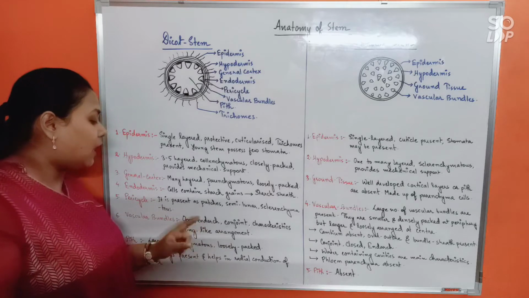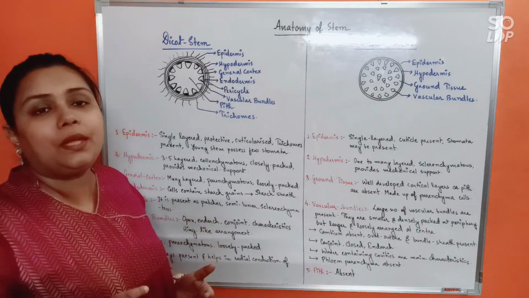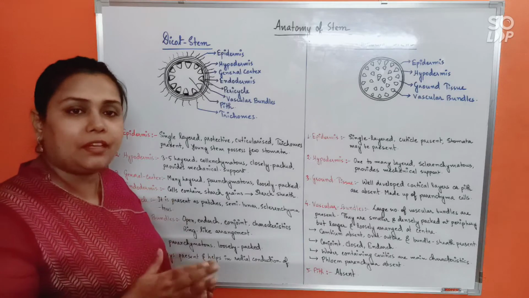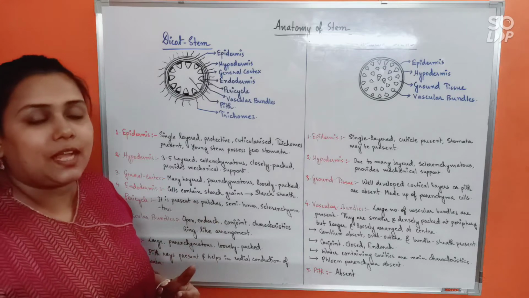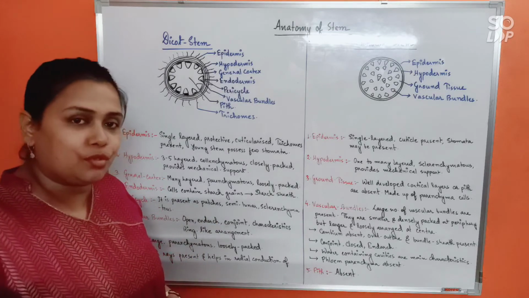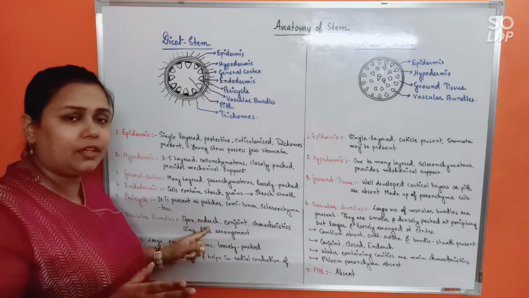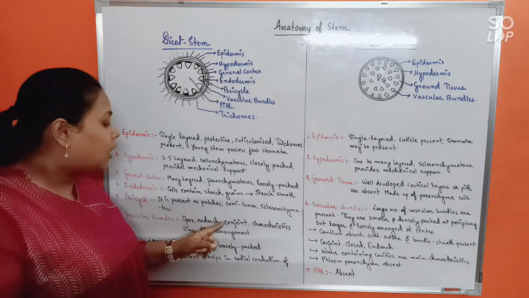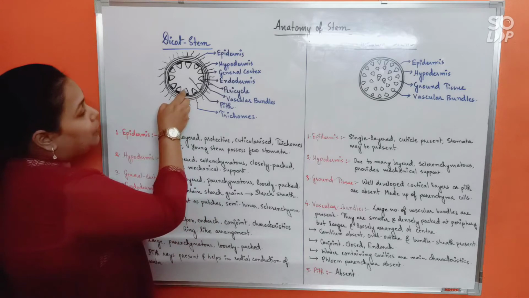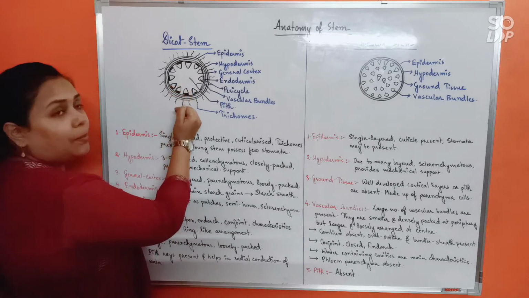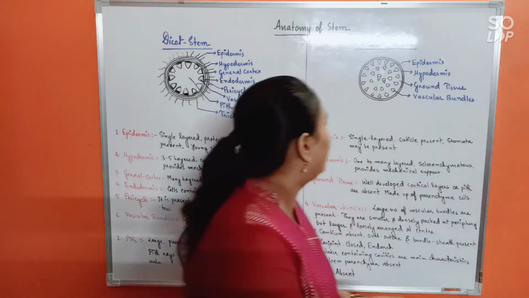So open and endarch. Endarch means, of course, that the metaxylem is towards the periphery and the protoxylem is towards the pith, isn't it? Exactly opposite to that is exarch, which is found in the roots, right? So it is open, endarch, with metaxylem towards the periphery and protoxylem towards the pith. And conjoined. Of course, you can see the conjoined nature: the xylem is towards the pith and the phloem is towards the pericycle. Alright, this is always going to be maintained. So, it is like that.